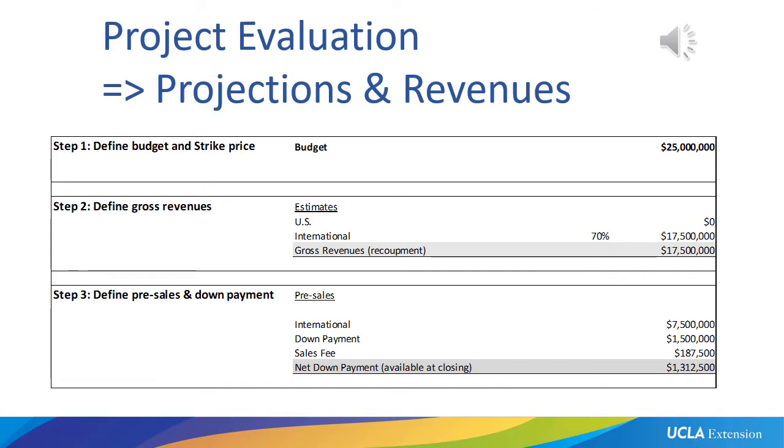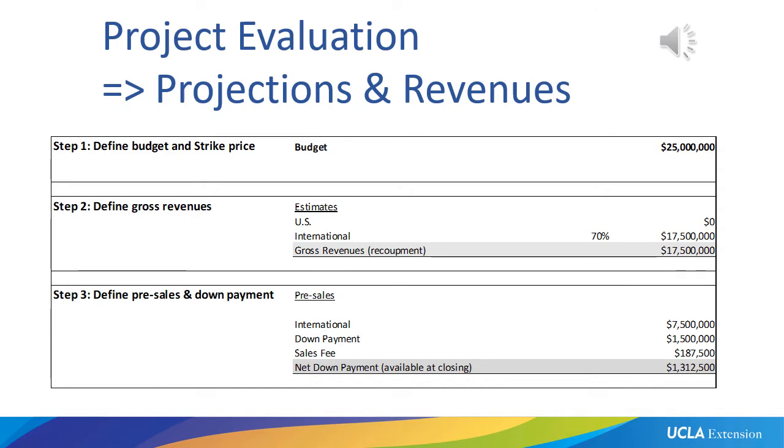That gets us to $17,500,000. So our gross revenues in relation to the project evaluation and our projections in order to put our finance plan together would therefore be $17,500,000. How do our pre-sales look?